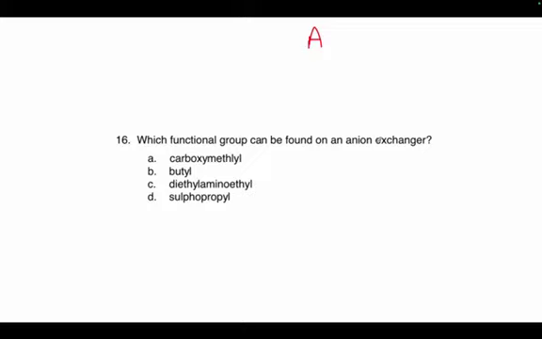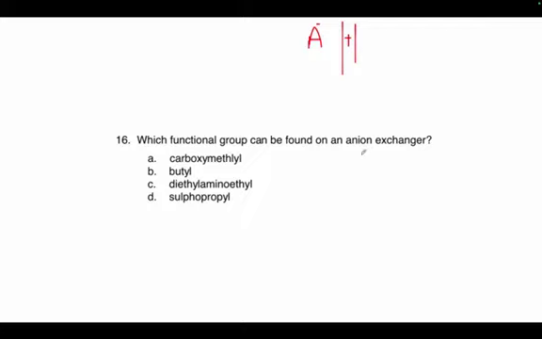So the group which is going to bind to it will be negatively charged because anions are going to bind to it. So the resin itself, right? I have some negatively charged anionic compounds which are going to bind to my resin. So my resin should have a positive charge. Okay? So anion exchangers will carry a positive charge.